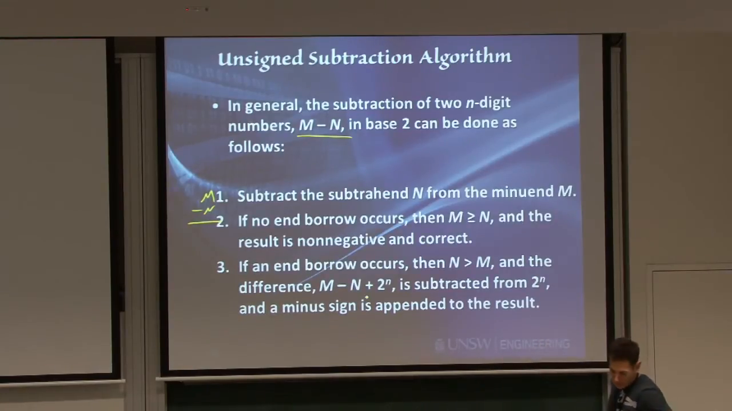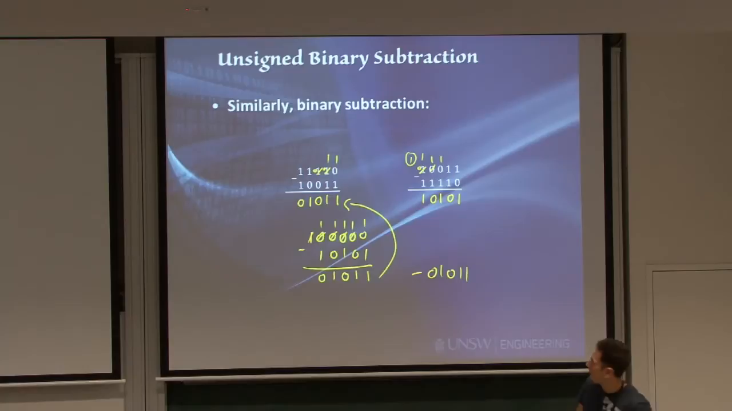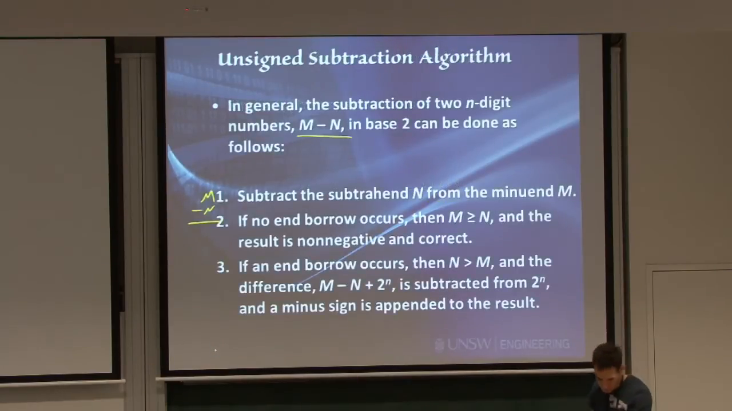So then, to get the right result, if I had to borrow this 1, I will subtract the 2 to the power of N from the number, which is what I've done here. Sorry. I will subtract the number from 2 to the power of N, like I've done there. And then I will apply a minus sign, because this is a correction step, and I know that N was larger than M, if I had a bar.